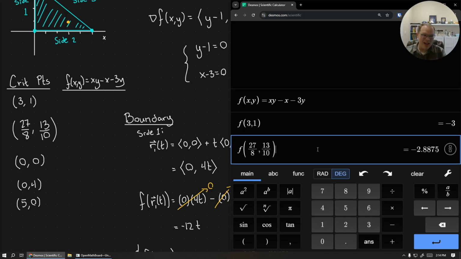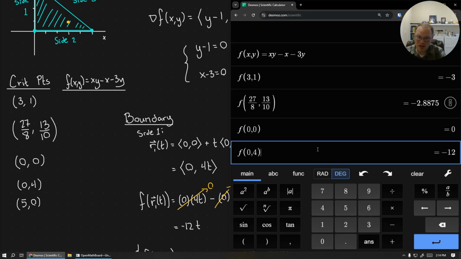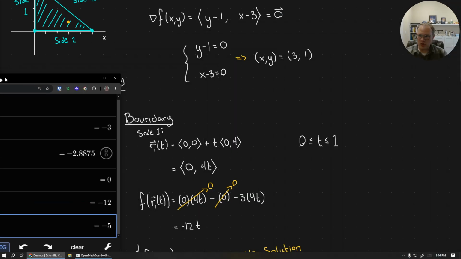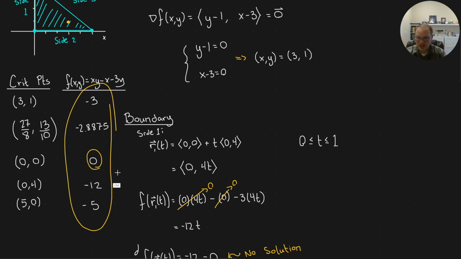it's -2.8875. f(0, 0) is 0. f(0, 4) is -12. And f(5, 0) is -5. Okay, so let me transfer those to our work right here. So (3, 1), that was -3, -2.8875, 0, -12, -5. Okay, which means the largest value among these is actually the 0, right?